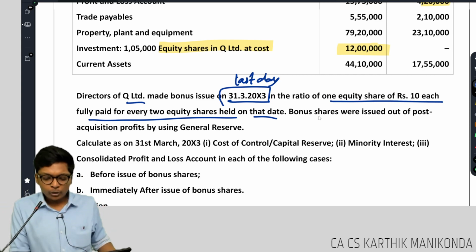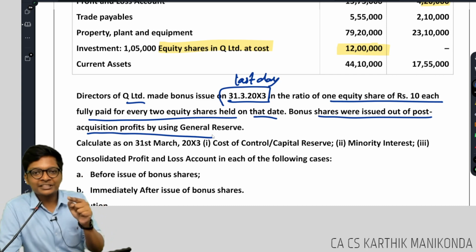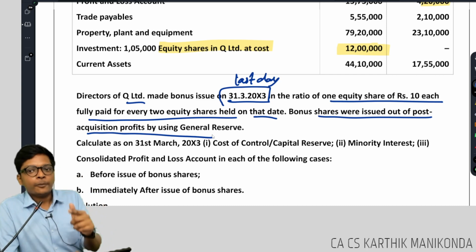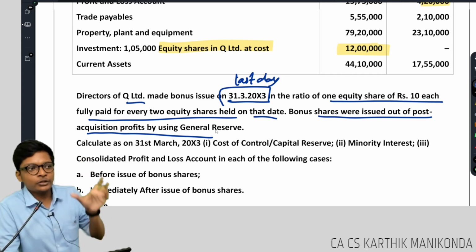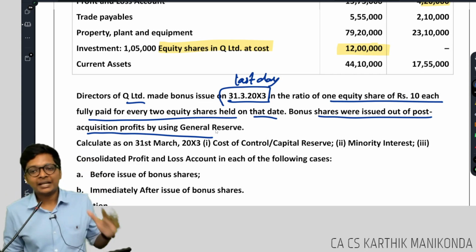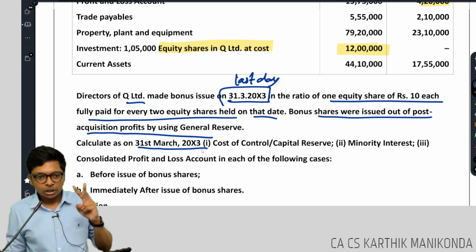Okay. Bonus shares are issued out of post acquisition profits using general reserve. Very clearly he has given. Bonus shares is out of post acquisition. That means reserves and surplus to share capital using post acquisition profits. That means I don't have to reduce my cost of investment for that. Calculate as on 31st March.